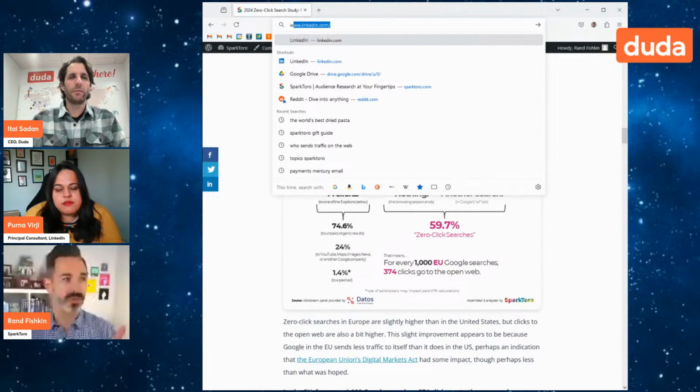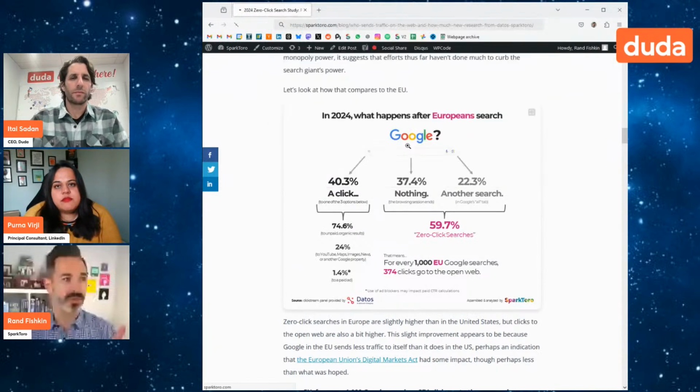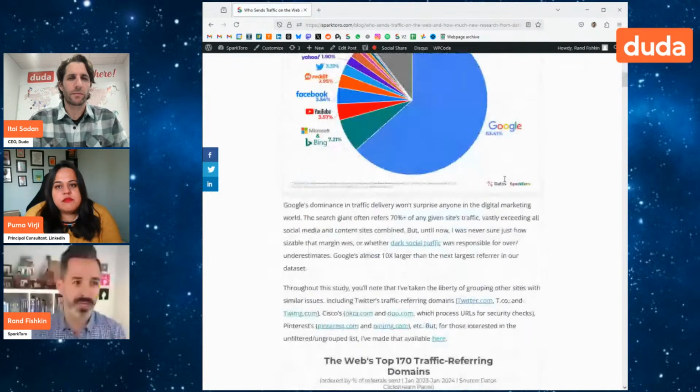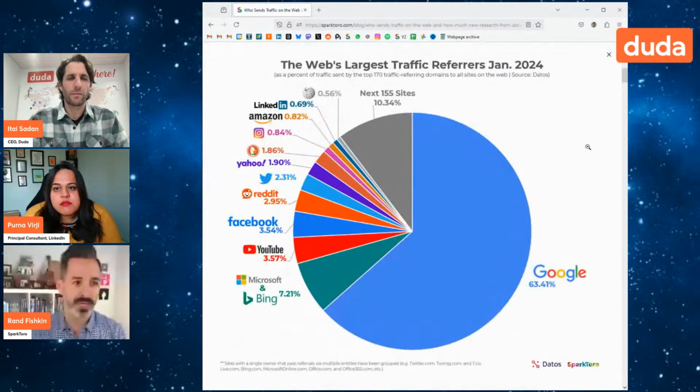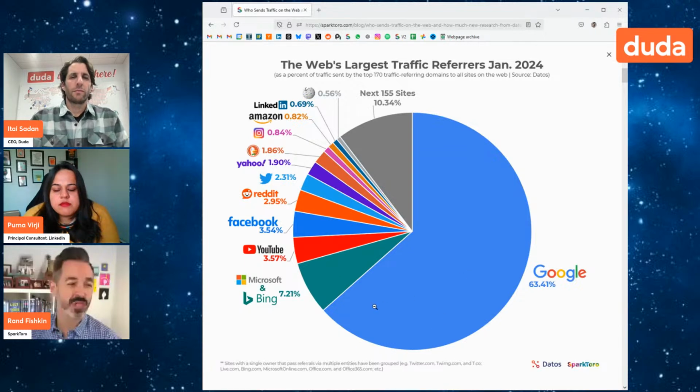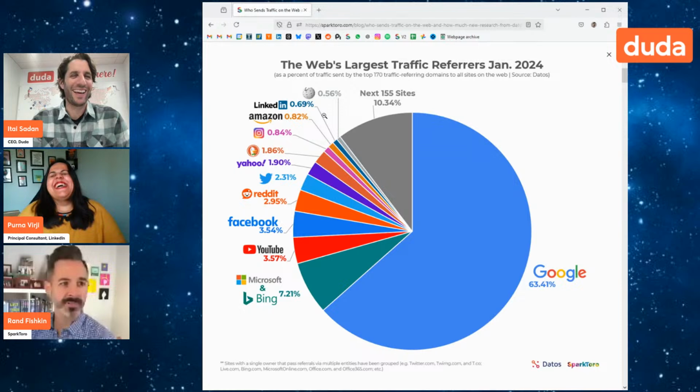We looked at who sends traffic on the web and how much earlier this year, Purna, and you can see that nobody's sending traffic out, right? Google is the largest traffic referrer by far, like massive, massive traffic referrer. Everyone else is much smaller. TikTok, one of the most popular sites and apps in the world, sends almost no referring traffic out. LinkedIn, I don't want to complain, but Purna, get to work, send us more traffic.